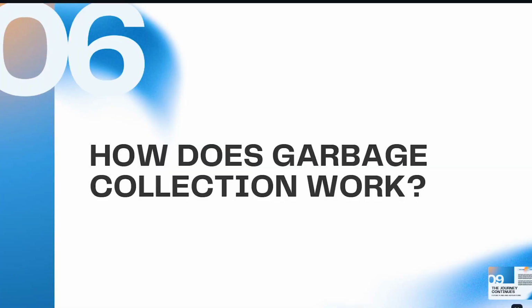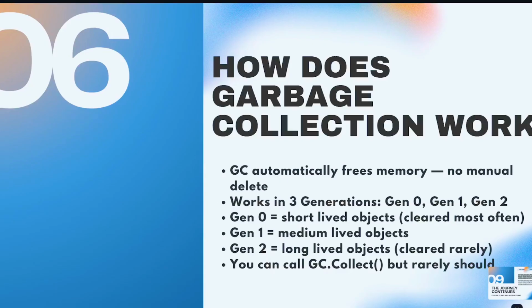Now the 6th question which we have: how does garbage collection work? It's called GC, garbage collection. Garbage collection automatically frees memory, with no manual deleting. What does it mean? Why does memory management matter? Every object you create in C# takes up RAM. If you never free that memory, eventually your application runs out of RAM and crashes.